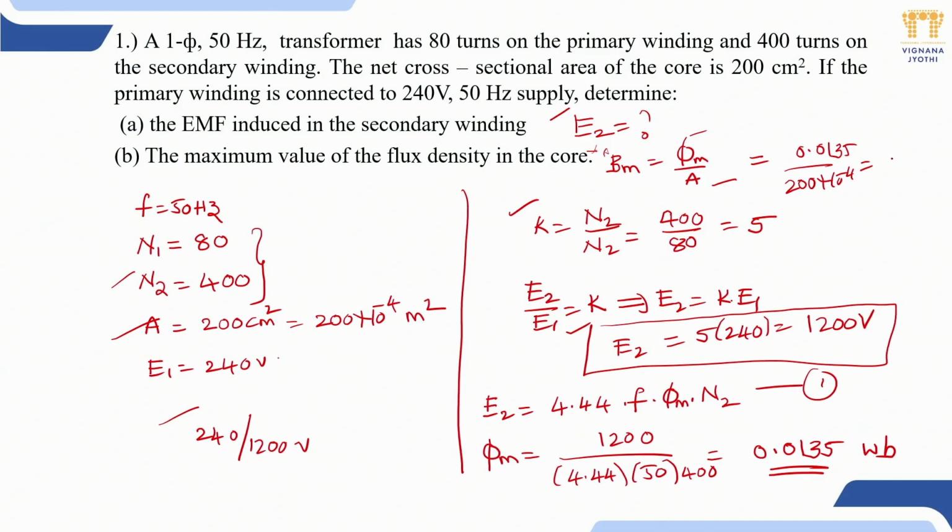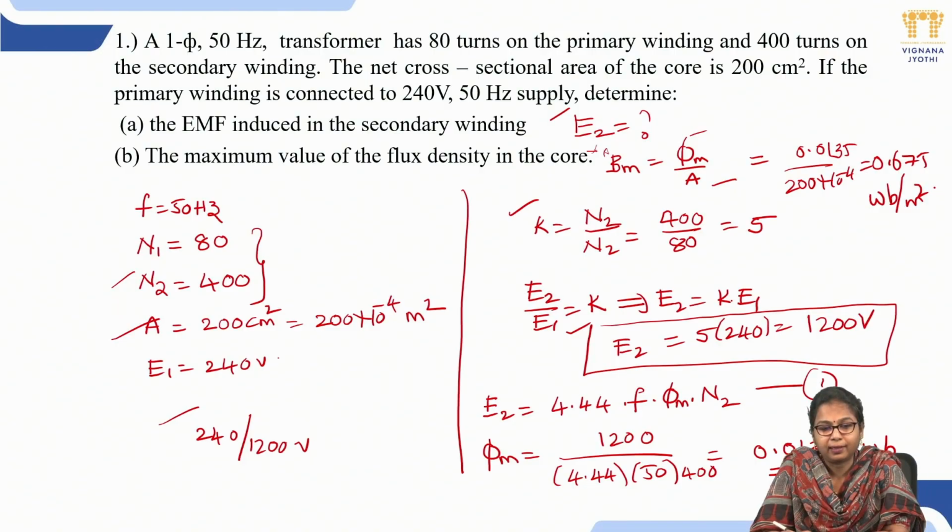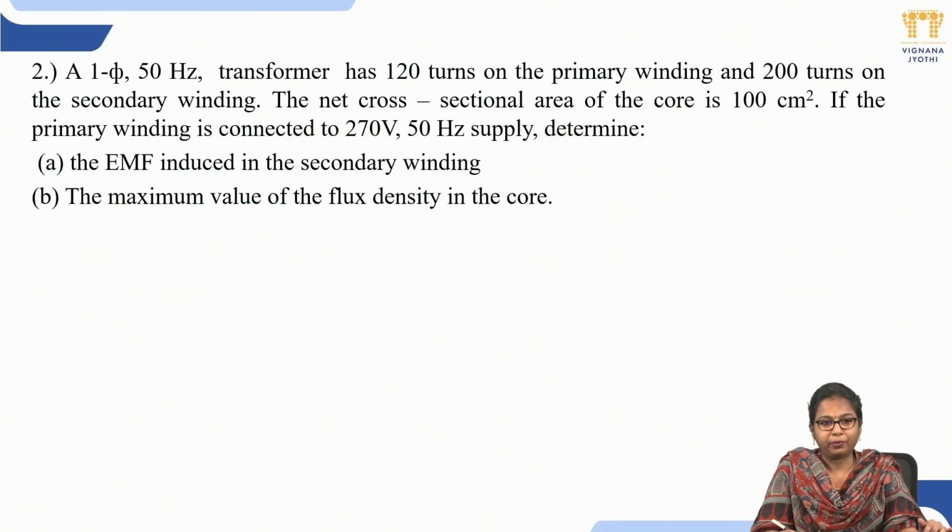Which will be getting as 0.675 Weber per meter square. This is how we can calculate the amount of EMF induced in the secondary winding and also the maximum value of the flux density depending upon the given data. So let us move on to another type of problem.